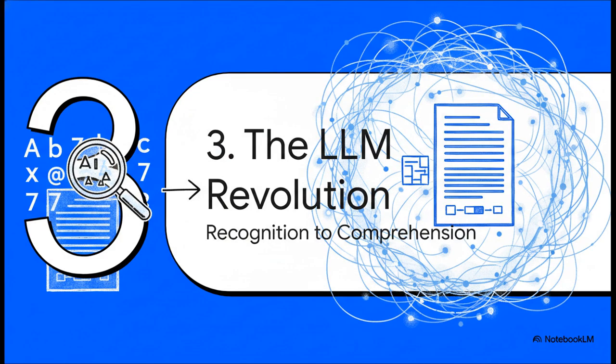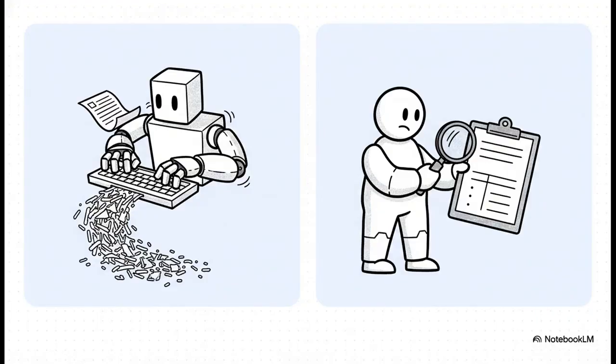And that wall is exactly what's being smashed down right now. This is the game-changing shift. We're moving from just recognizing letters on a page to actually comprehending the document as a whole. And this is all being powered by large language models. I love this slide because it illustrates the difference so perfectly. Traditional OCR is like a speed typist. It's just hammering out the letters it sees, one by one. But an LLM-based model is more like a research assistant.